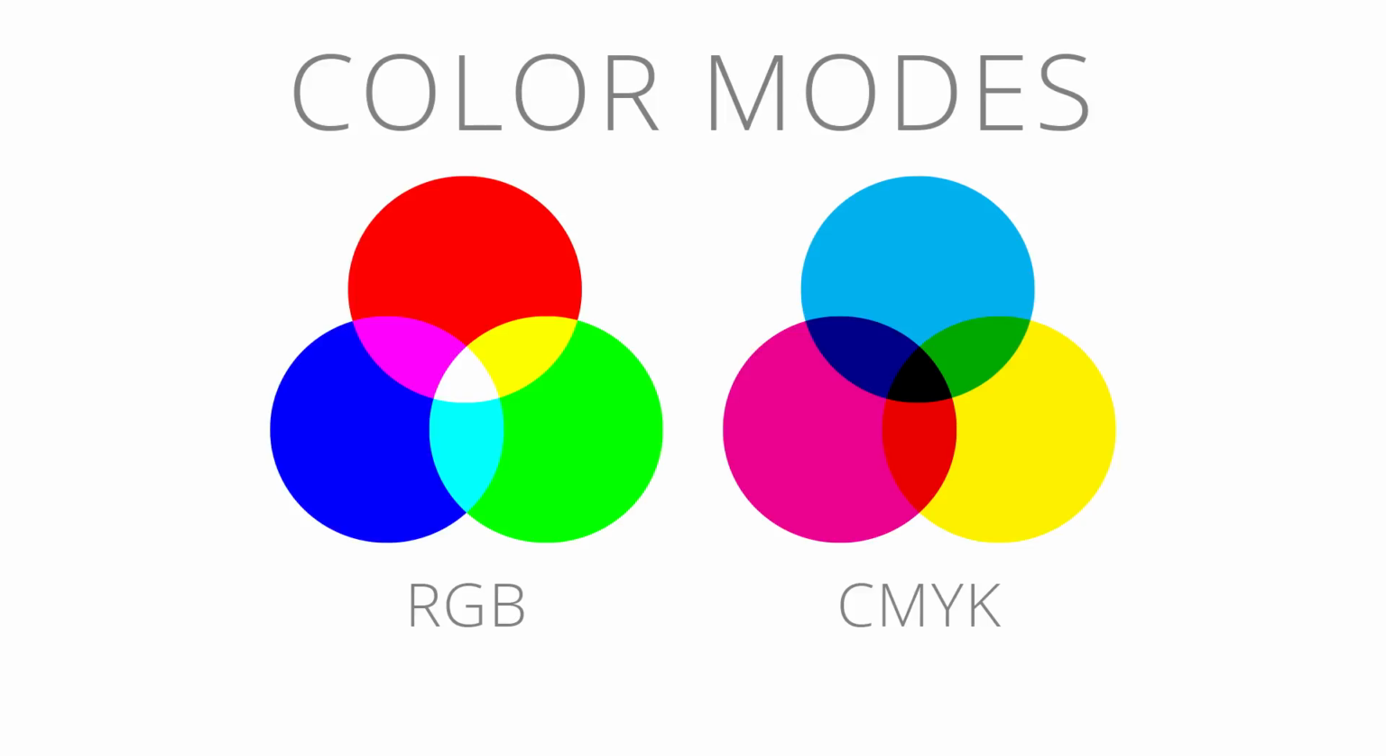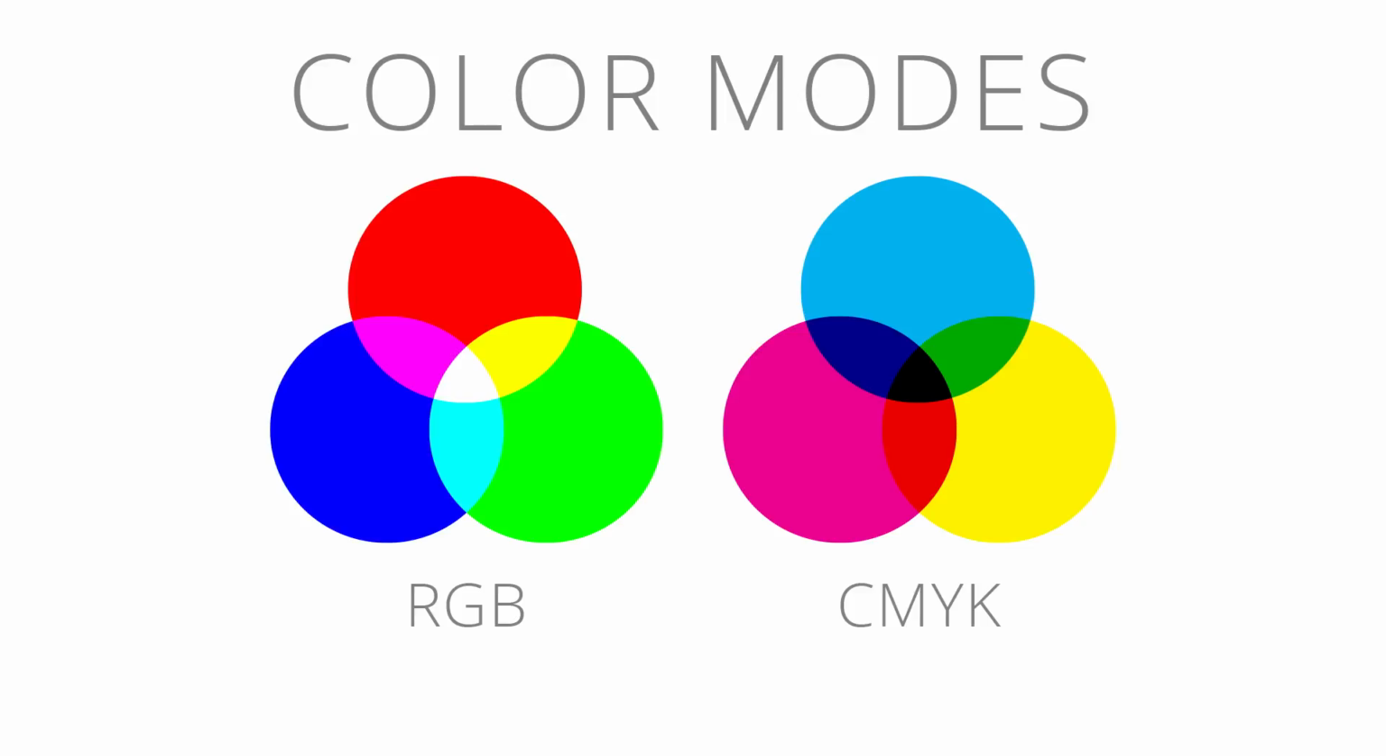CMYK stands for cyan, magenta, yellow, and key, and the key color is black. This mode is based on color pigments and how they're absorbed and reflected on printed surfaces like paper and fabric. If you have a color printer at home, then it has cartridges for each of the separate CMYK pigment colors, whether it's an inkjet or a laser printer.